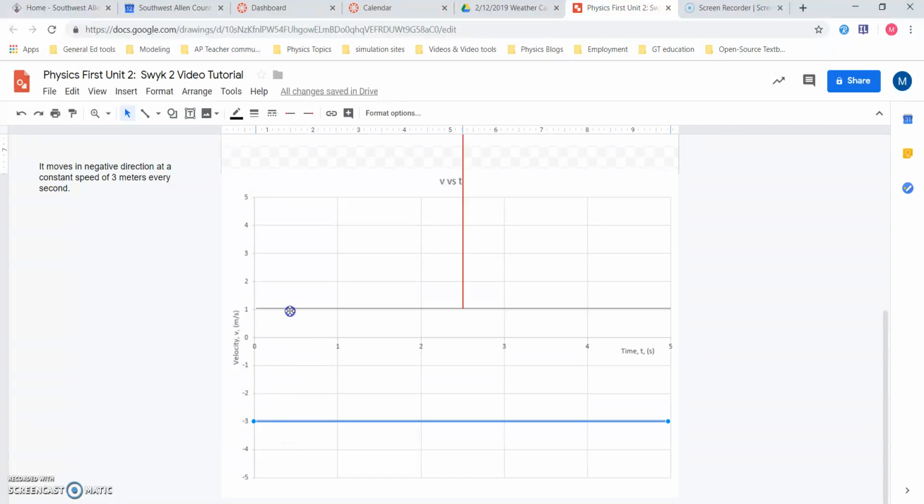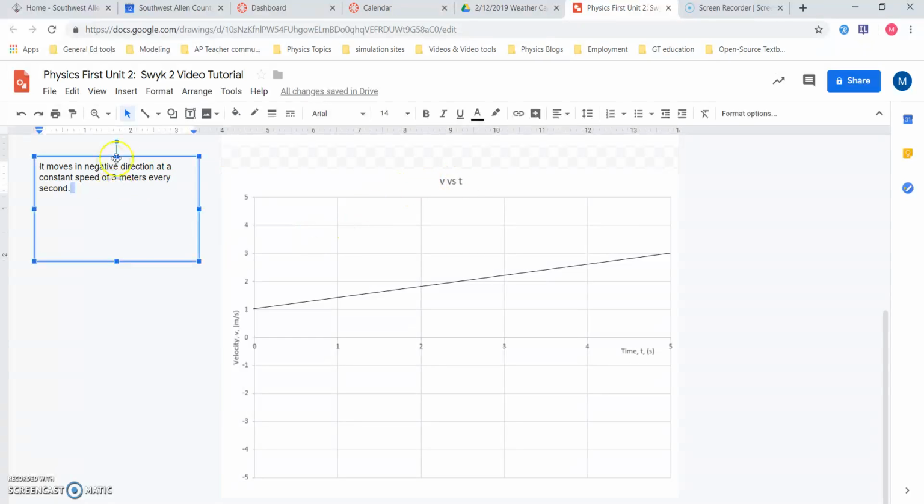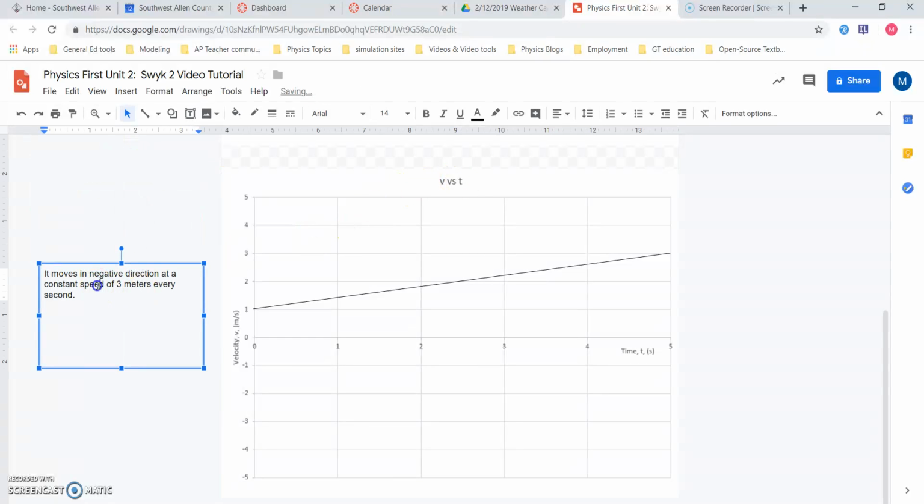Let's talk about some other ones. Let's say we had something like this. And this does not go with the previous graph at all. Okay, so let's say we had a graph that looks like that, and it's a velocity time graph. Describe this motion. Well, if I wanted to describe this motion, I would say it speeds up in the positive direction.